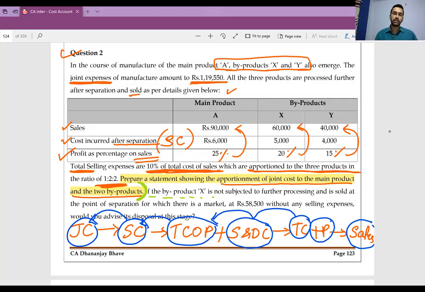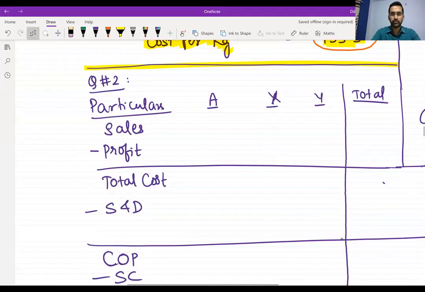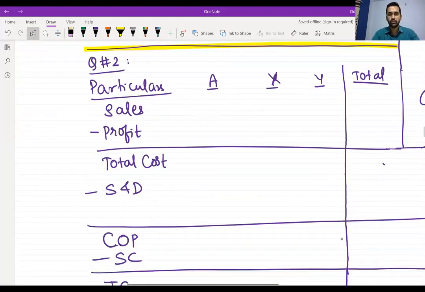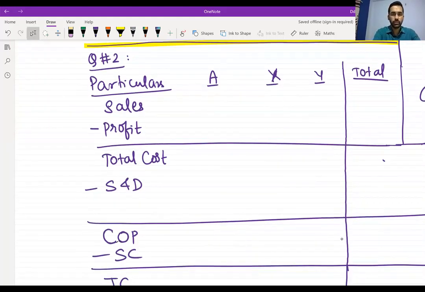Did you understand? That means my table will have particulars A, X, Y, and total. I'll start with sales minus the profit, from their total cost, and so on. Last item in my table will be joint cost. Right. Let us start working out the sum. All of you write down the heading: statement of joint cost apportionment.